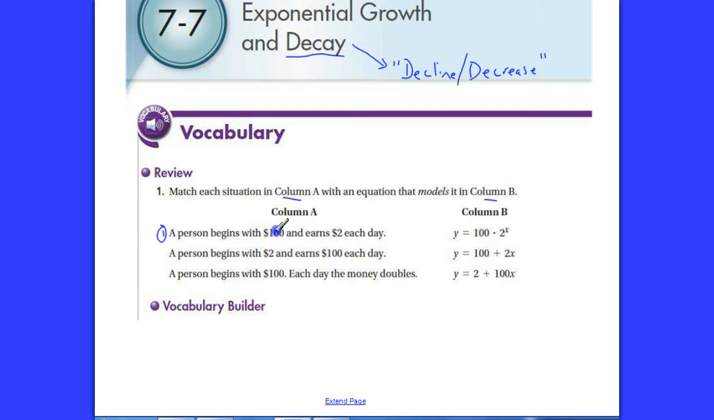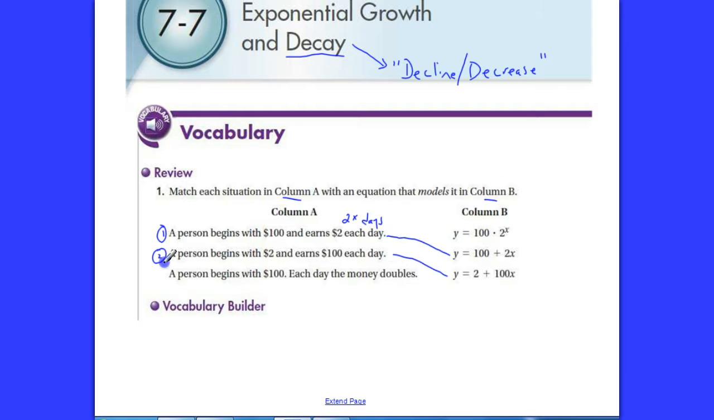The first one: a person begins with $100 a day and earns $2 each day. Well, basically what's happening there is you're taking 2 times the number of days and you're adding that to $100. And that's the middle one right there. So that first one, number one, matches to 100 plus 2 times x. Now think about these as we go through them, because as we move into exponents, it becomes a little new for us. Number two says a person begins with $2 and they earn $100 each day. So that's 100 times the number of days, which would be x, plus 2. So that's the last one right here.